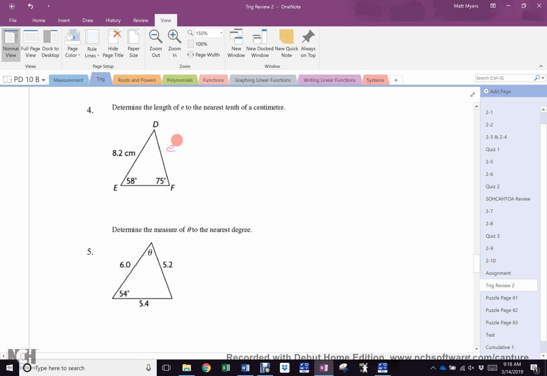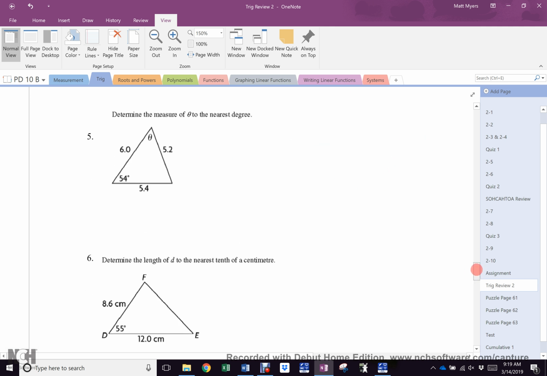Length of E, that is 8.2 sine 75 equals E over sine 58. So E is 8.2 sine 58 divided by sine 75, which is 7.2. 1 mark for all these because it's just one thing you're doing.